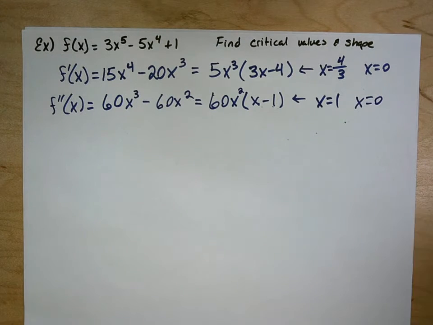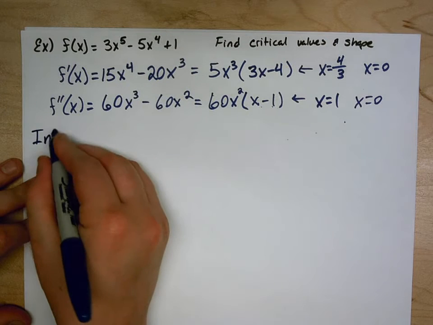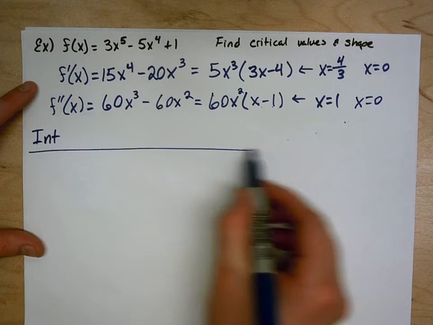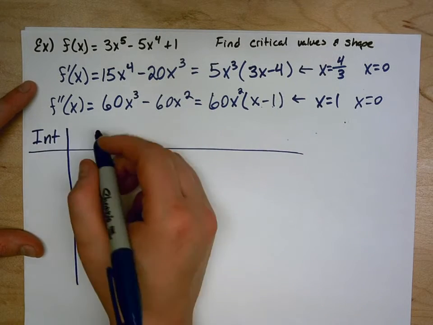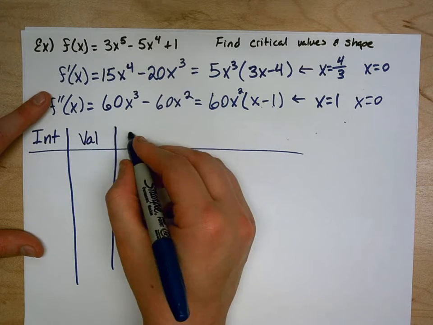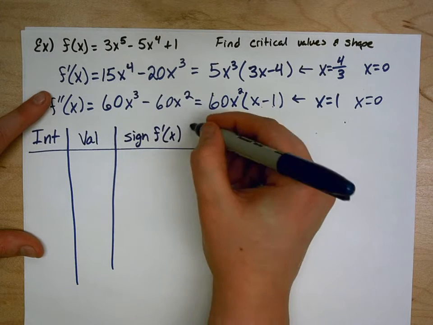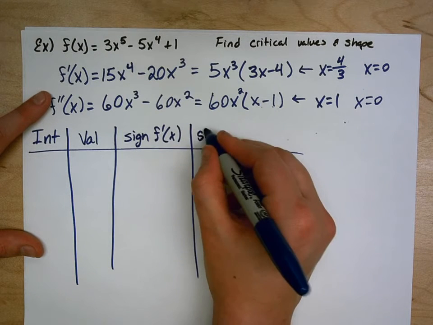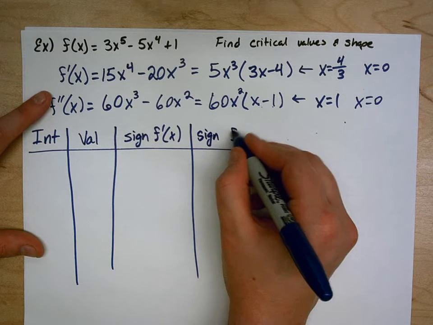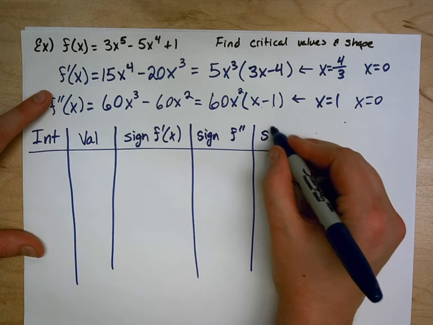Okay, now we're going to make a table similar to what we made before, only we're going to have a couple extra bits to it. All right, so we're going to have an interval. We're going to have a value. We're going to have the sign of our first derivative, and we're going to have the sign of our second derivative. Okay, and then we're going to have shape.